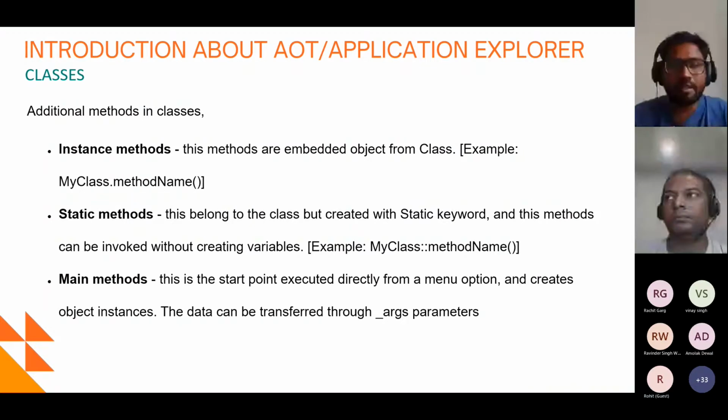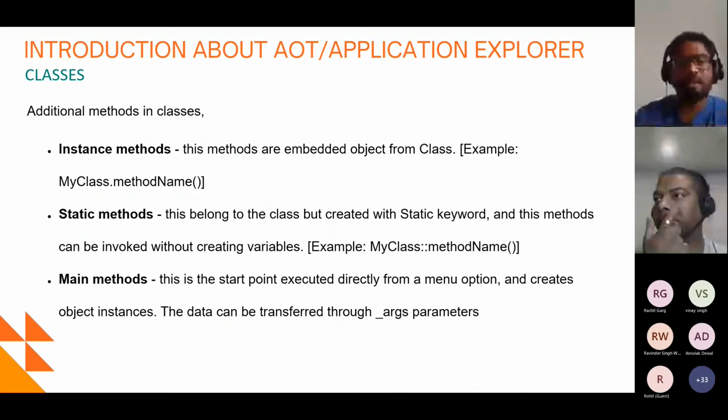And this is an example of how an instance method is referred to. Here we are saying myClass. myClass is my object name, and when I say dot and the method name, that means myClass is the class name, and there I have created an object, and I'm trying to use the method which is part of that class. That's how it is done.